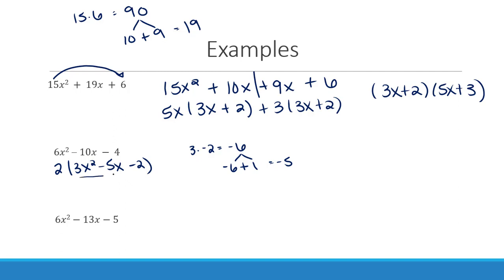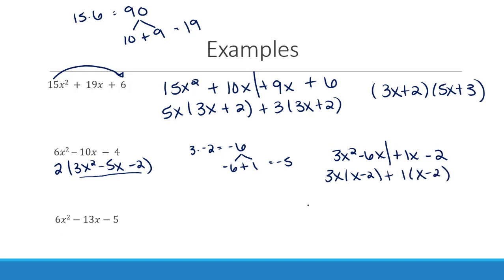So I'm going to rewrite just this part right here as 3x squared minus 6x plus 1x and then minus 2. Factor by grouping, I can take out a 3x, which leaves me with x minus 2. Now, if you can't take out anything here, always take out a 1, which lo and behold leaves me x minus 2. Now, when I rewrite this problem, I have to write that GCF as part of my answer. So it's going to be 2, and then x minus 2, and then 3x plus 1.